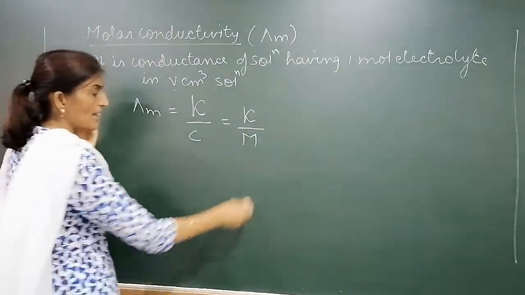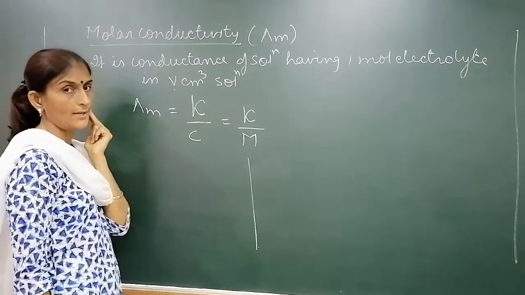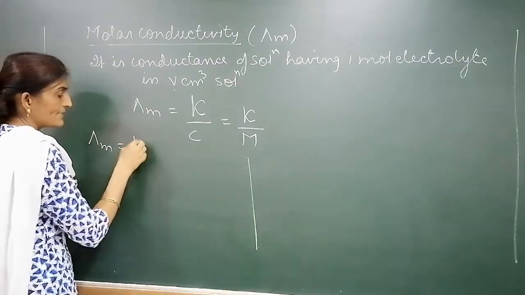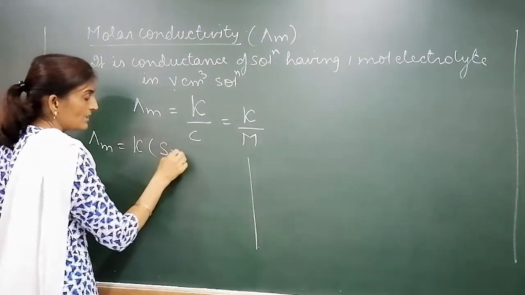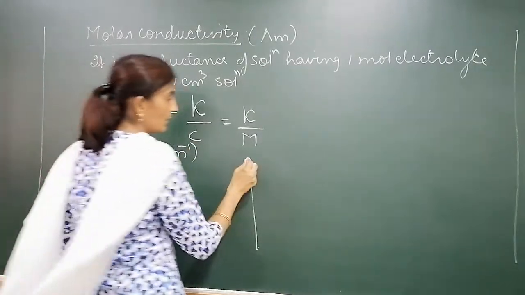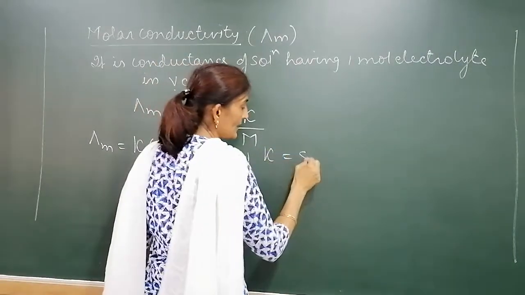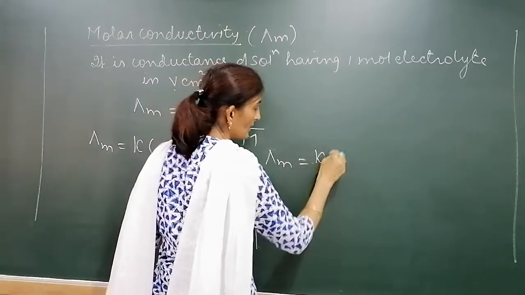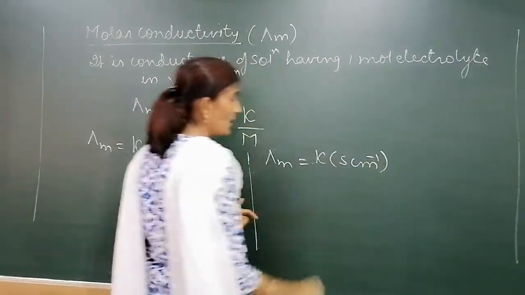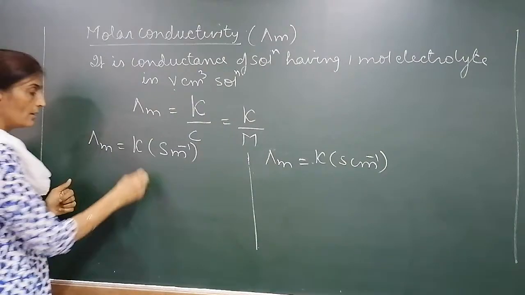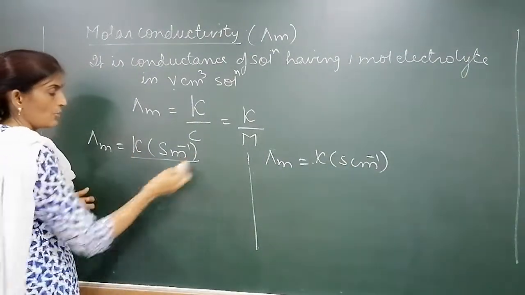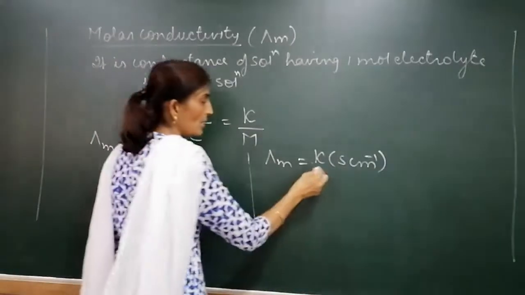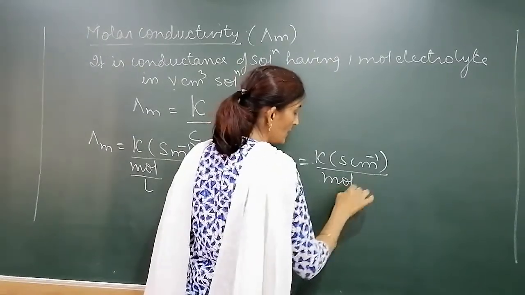Now there are 2 formulas depending upon the units of K. Suppose K is taken in Siemens meter inverse, or the unit of K is Siemens centimeter inverse. 2 units are possible for K. Below is molarity, so there is no difference in its unit. How is the molarity measured? Mole per liter. Here also molarity is measured in mole per liter.